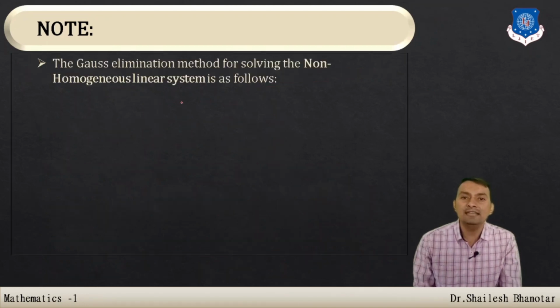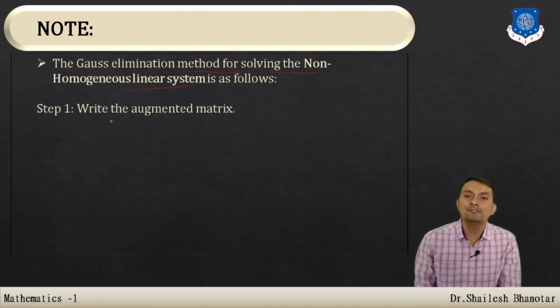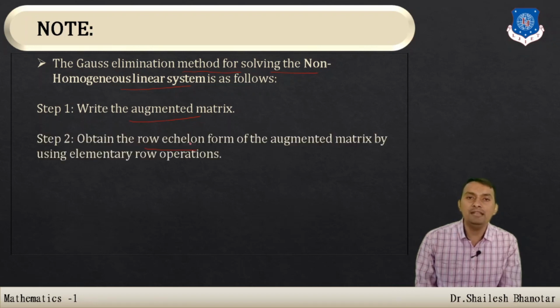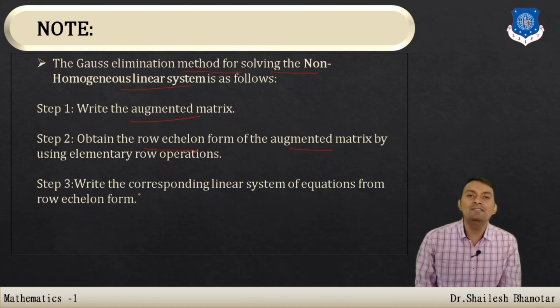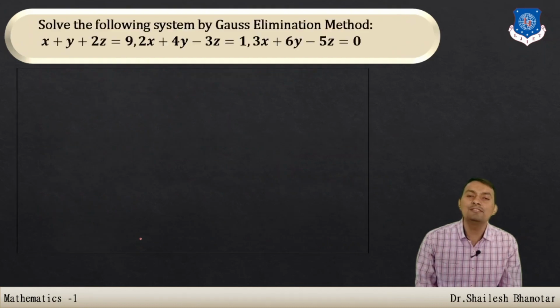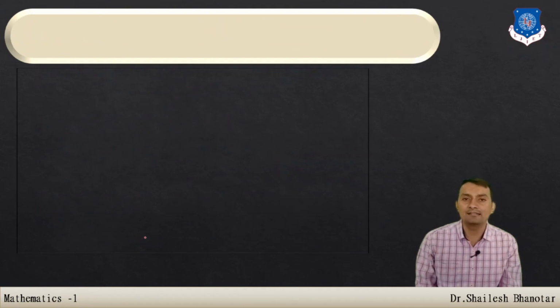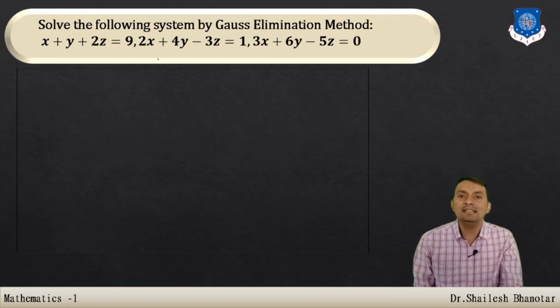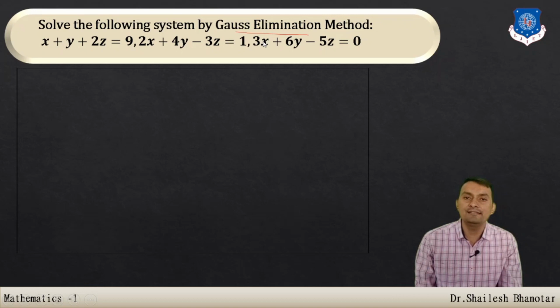So let us first understand the Gauss elimination method for solving the non-homogeneous system. For that, first we will write the augmented matrix and obtain the row equivalent form of the augmented matrix by using row operations. After that we will write the corresponding system, which is known as back substitution, and after that we will solve, and that will be the final answer. So let us understand the first example solved by the Gauss elimination method for the given system.